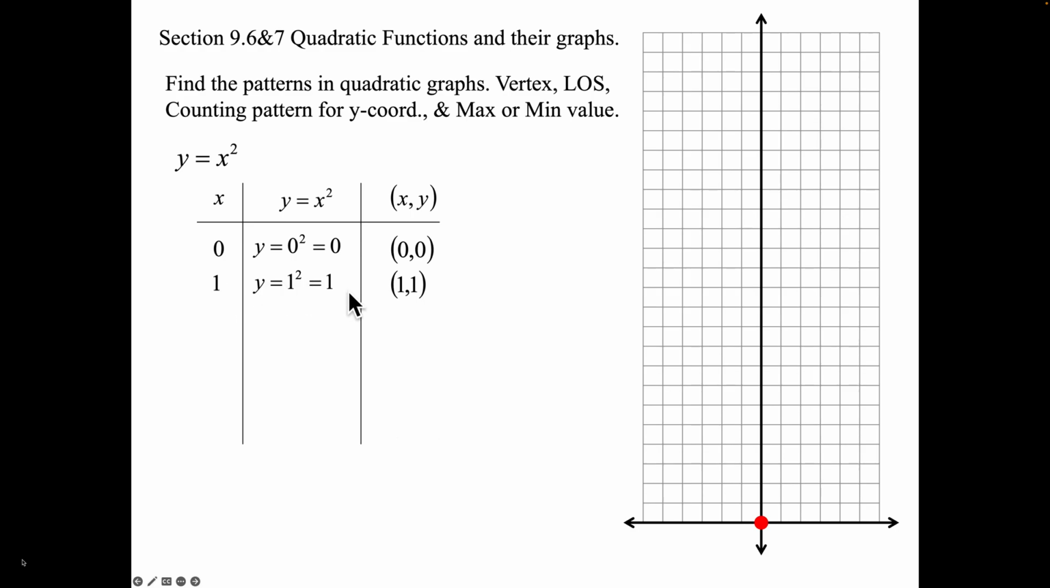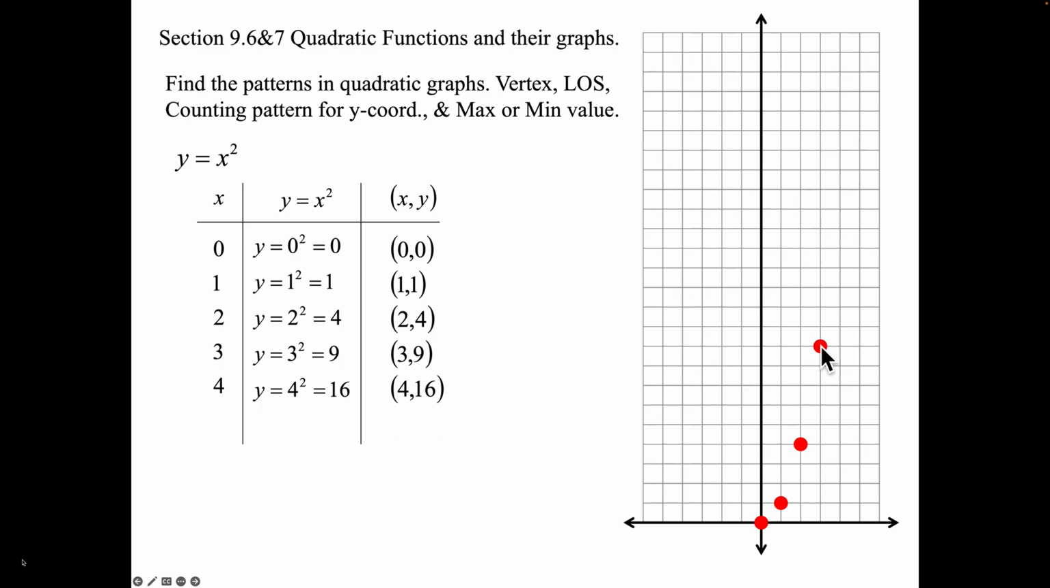Then we're going to try it when x is 1. 1 squared is 1, so that's the point 1, 1. 1 to the right, up 1, plot that point. Then we're going to try a 2. 2 squared is 4. That's my y coordinate, so that gives me the point 2, 4. Then the 3. 3 squared is 9. 3, 9 is my next point. Let's see, that's 1, 2, 3, 4, 5, 6, 7, 8, 9. Plot that point. And next we have 4 squared is 16. So that's the point 4, 16.